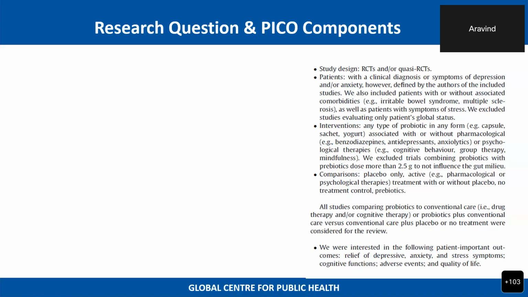If you have only included RCTs, for example, if you are trying to find the effect of some intervention of a particular drug or a particular public health intervention, and if you have included only RCTs, then the certainty of evidence which you are providing will be very high.